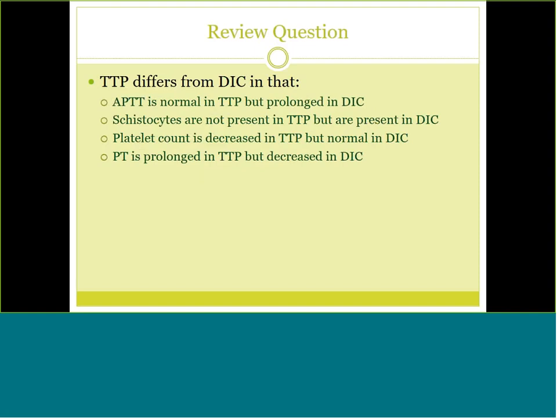TTP differs from DIC in that, there's a lot of initials here, I know. So this one, I've got to make sure I read through the answers. I don't have the answers in front of me, so let's see. It would be the first answer. So again, TTP has no abnormal coag tests, whereas in DIC, everything was abnormal for testing. So the correct answer is APTT would be normal in TTP, but prolonged in DIC. That does fit, and that is the correct answer.